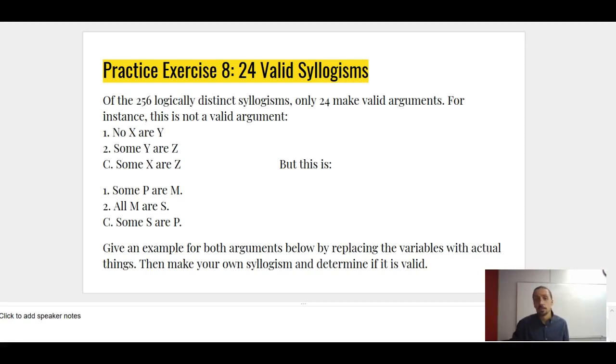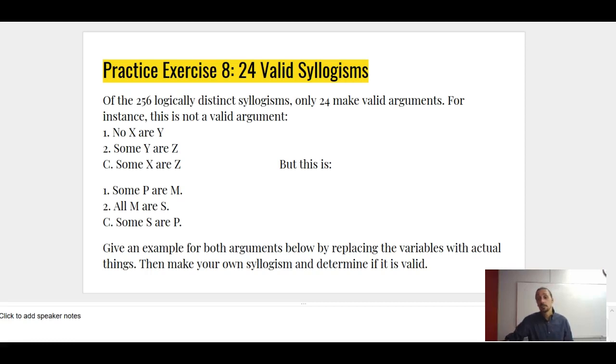Well, that's not a valid argument, right? No whales can fly. Some flying things are mammals, so some whales are mammals. So yes, some whales are mammals, but we can't get there on the basis of the premises. That wasn't the best example.